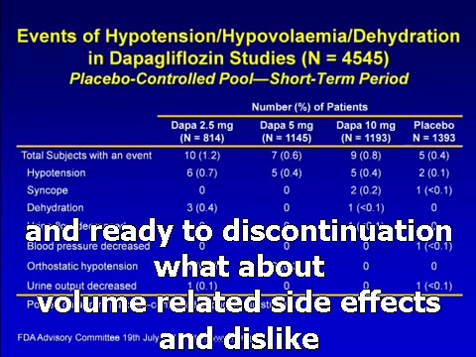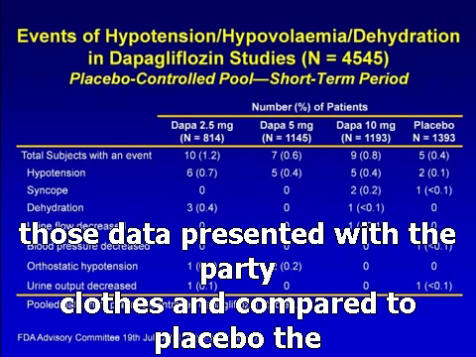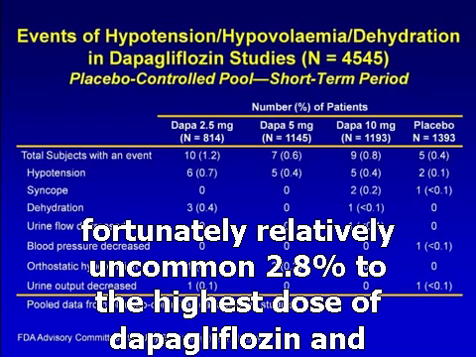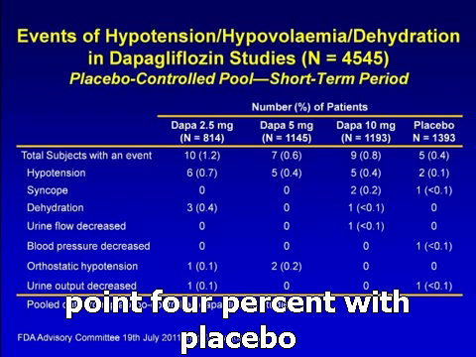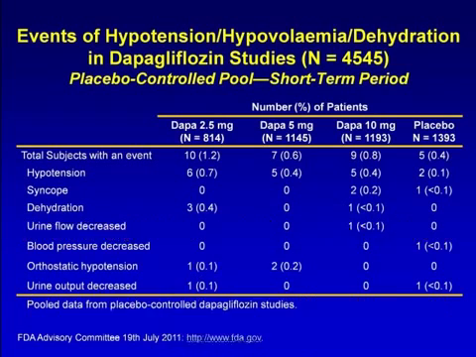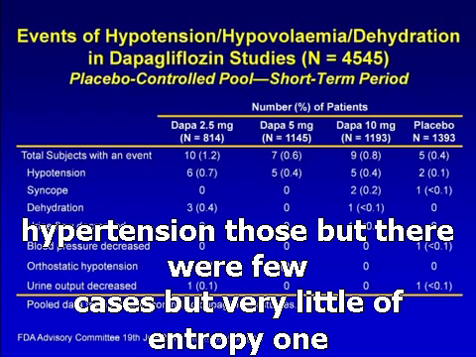What about volume-related side effects? This slide shows data presented with dapagliflozin, and compared to placebo, the total number of subjects with the volume-related events was higher, but it was fortunately relatively uncommon. It was 0.8% with the highest dose of dapagliflozin and 0.4% with placebo. Most of this related to a drop in blood pressure, so there was some degree of hypotension. There were a few cases, but very little of syncope.